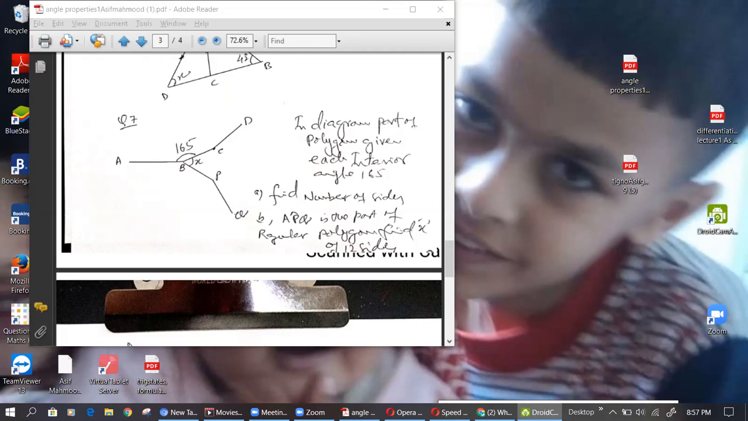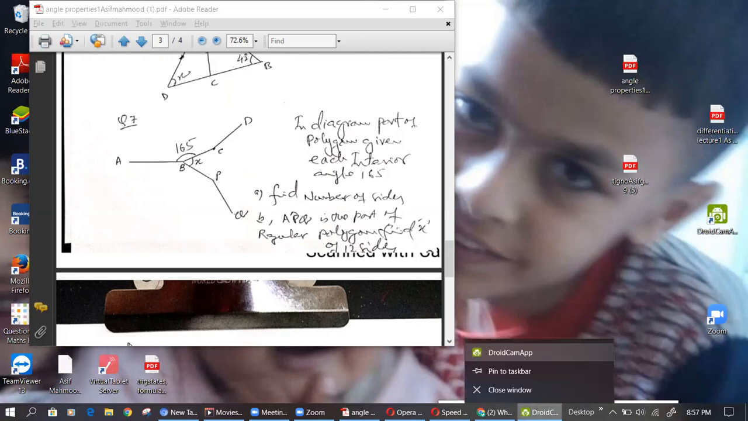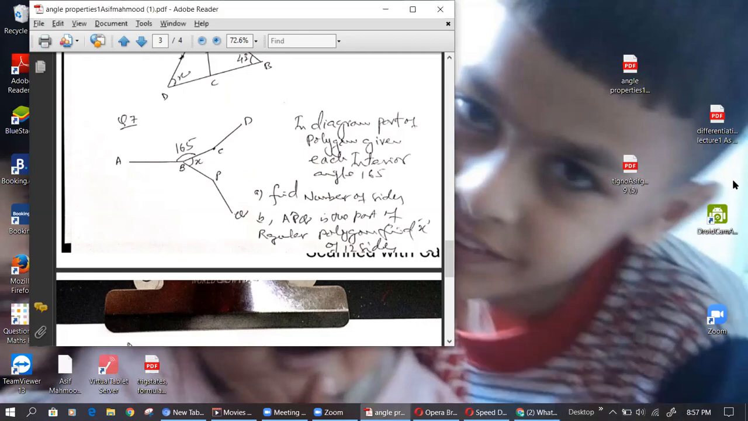Very nice. Because you use the total of 360. If you use 360, this total is 360. So you take this 150, 150 plus 165, and subtract from 360, and you will get X, right? Very good.